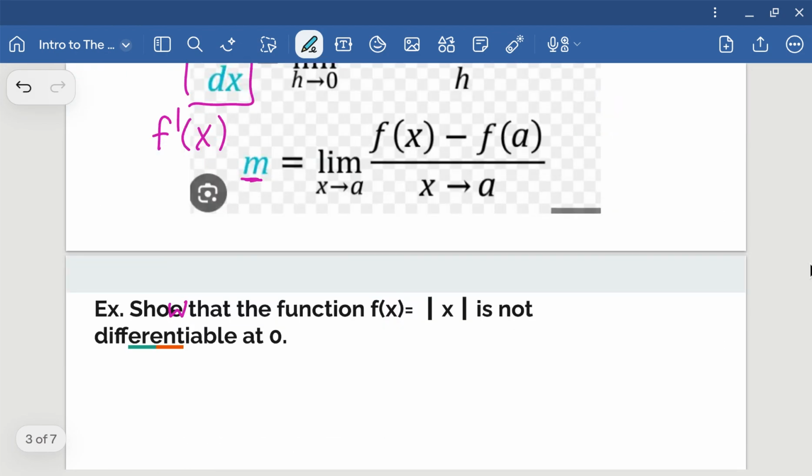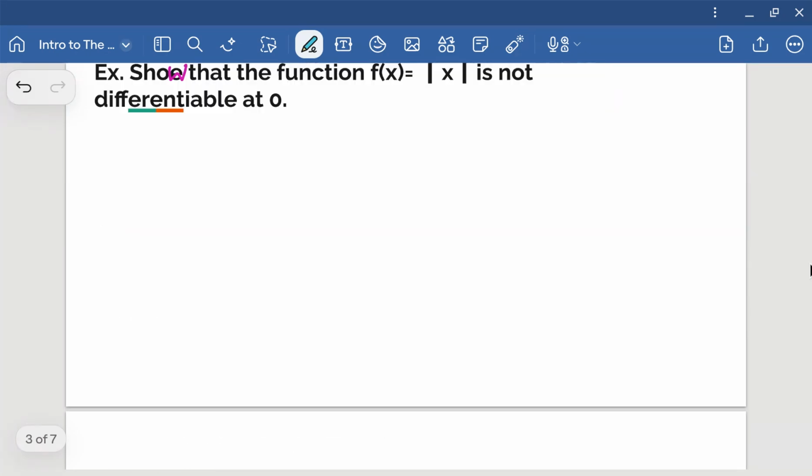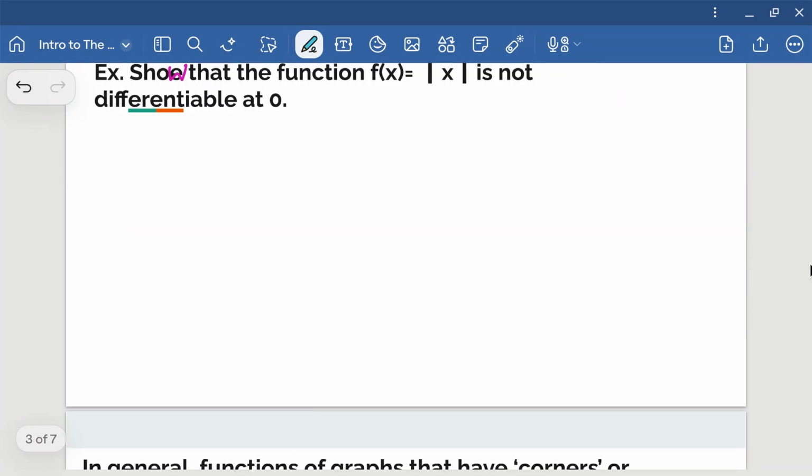So when we're looking at that, what we want to start with, and this will lead us into some graphs, is that we want to show that the function f of x equaling the absolute value of x is not differentiable at 0, meaning that there is no derivative at 0. So to do that, what we want to do here is use our formula.